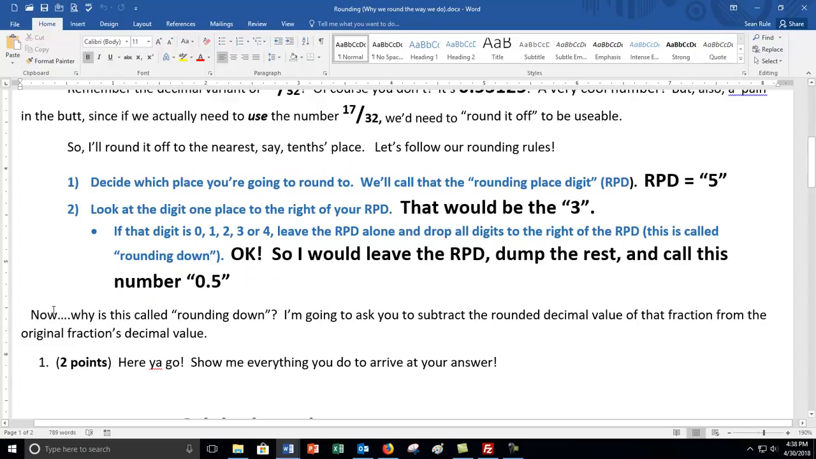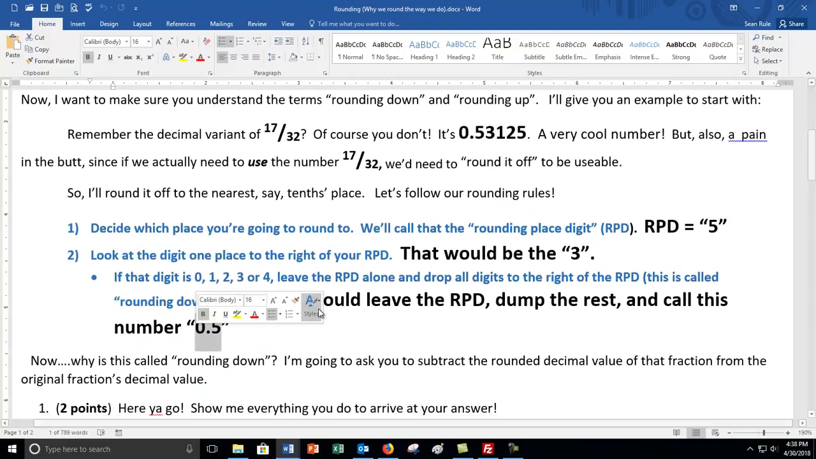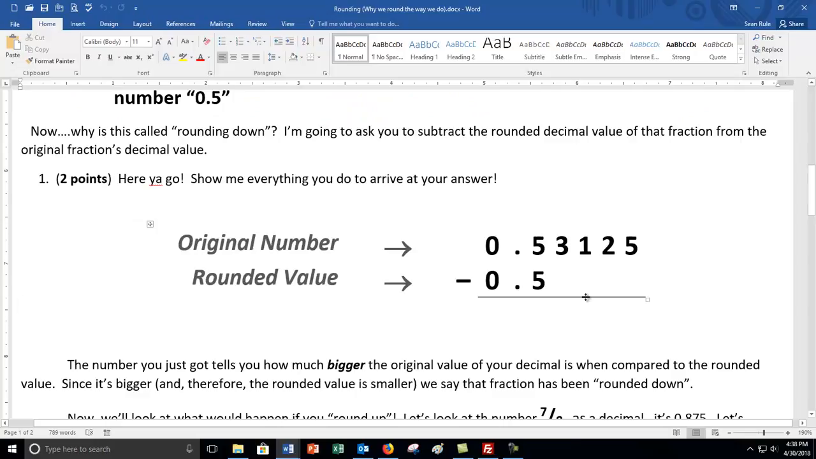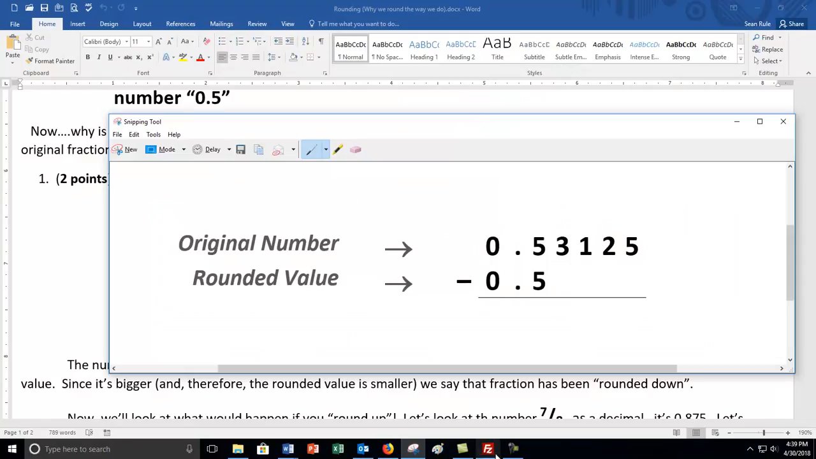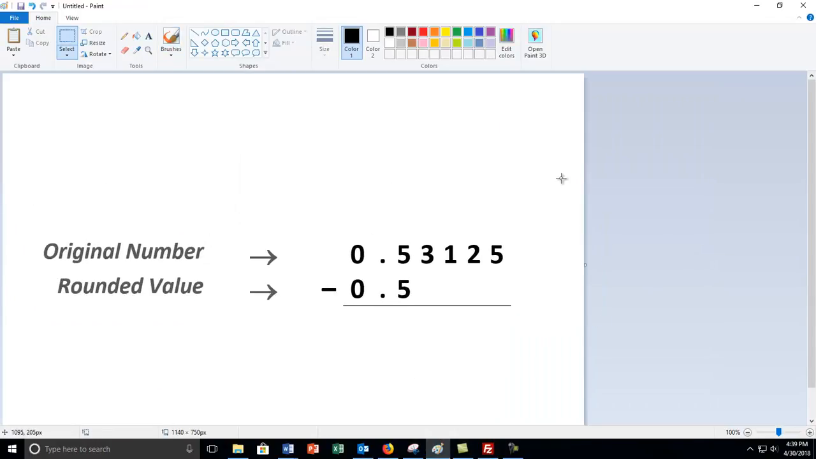So the question is, why is this called rounding down? What we're going to do, and you've read all this, is subtract the rounded value from the original unrounded value. So here's the unrounded value, and here's the rounded value. Here's the actual number we're going to be subtracting down here. Let me copy and paste it over here. All right, so there's the subtraction problem we have to do.